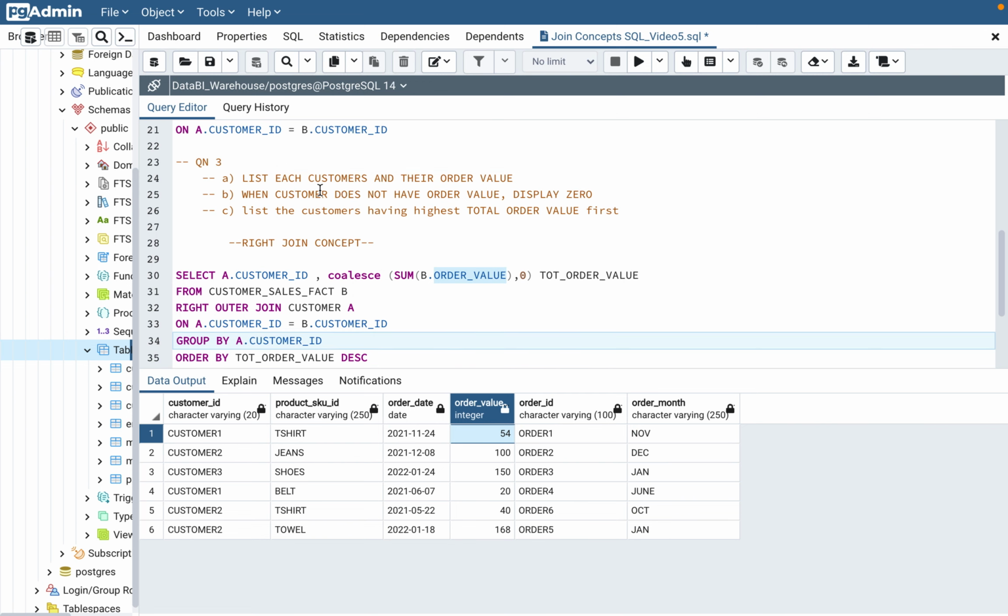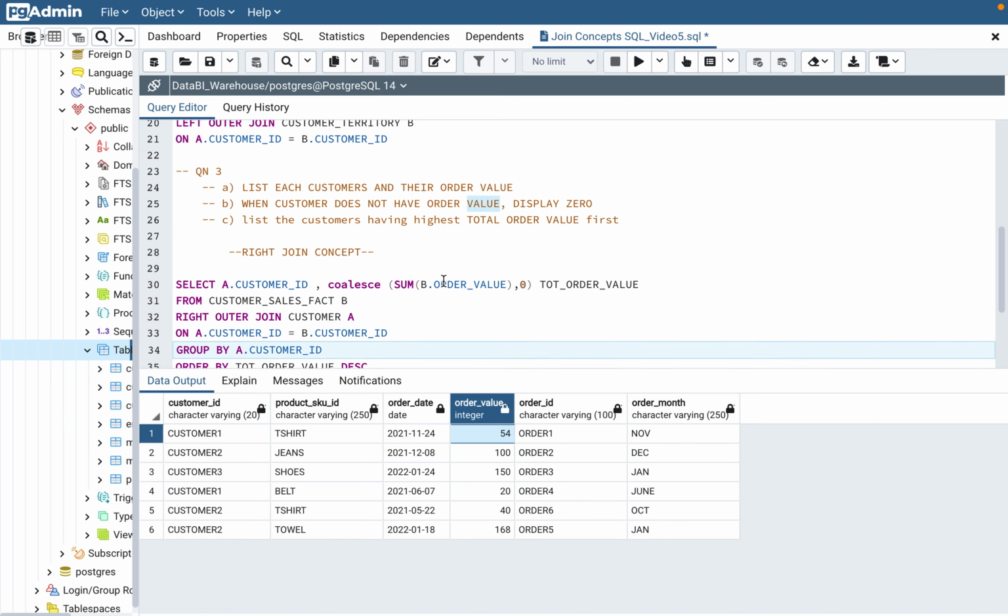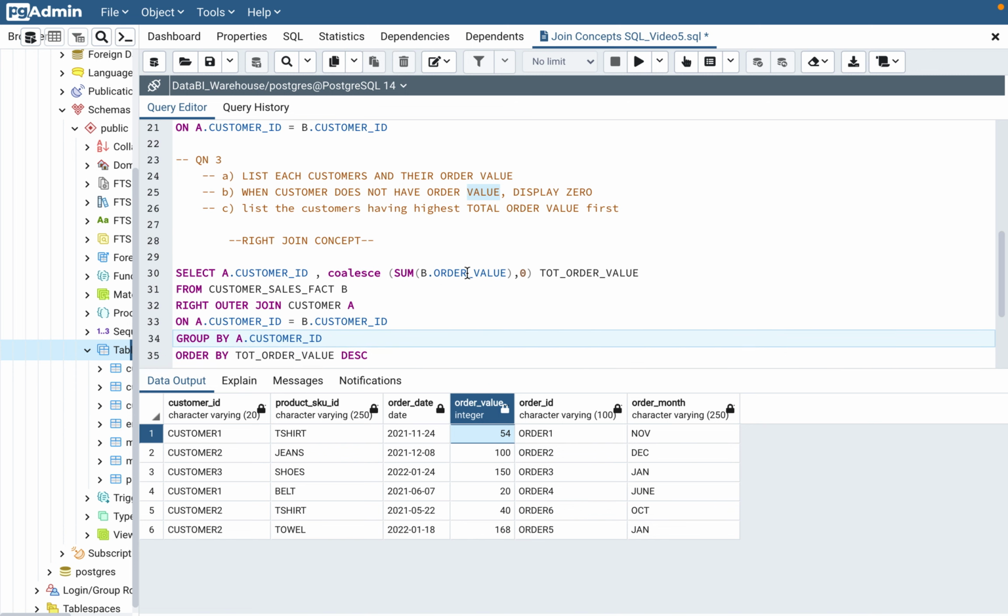Now read the second question: when the customer does not have order value, display 0. For showing 0 instead of null, you have to use a function called coalesce. Coalesce is a function which will put 0 instead of null.